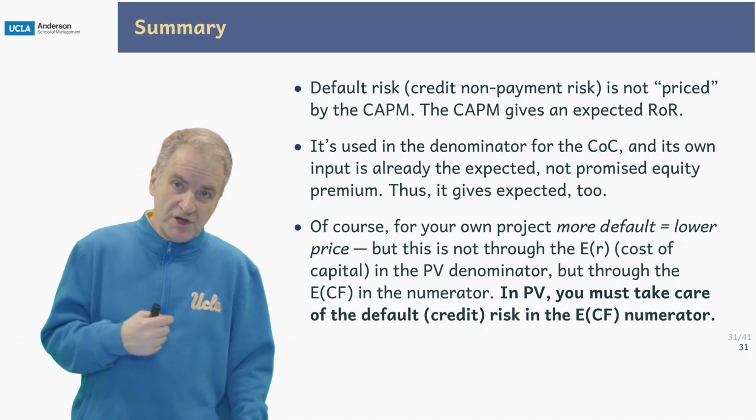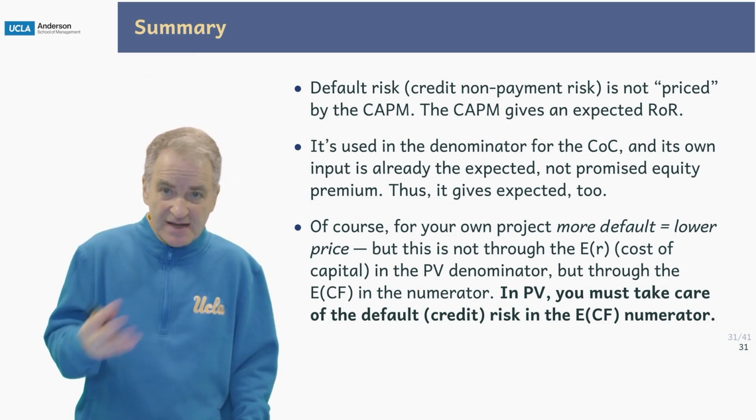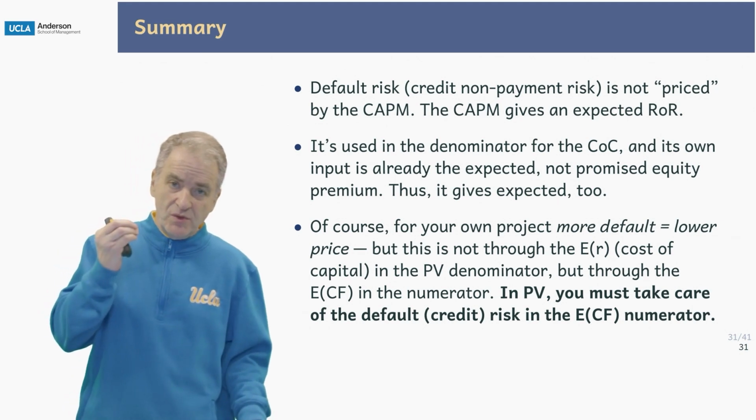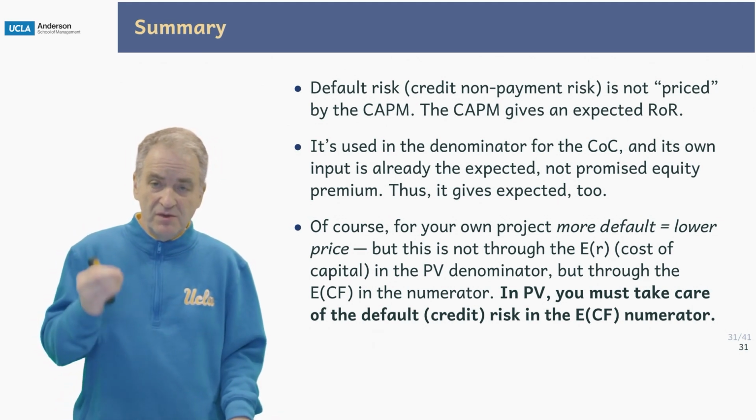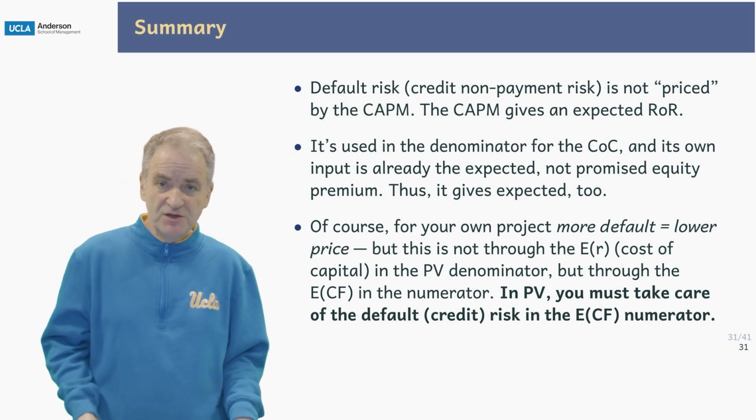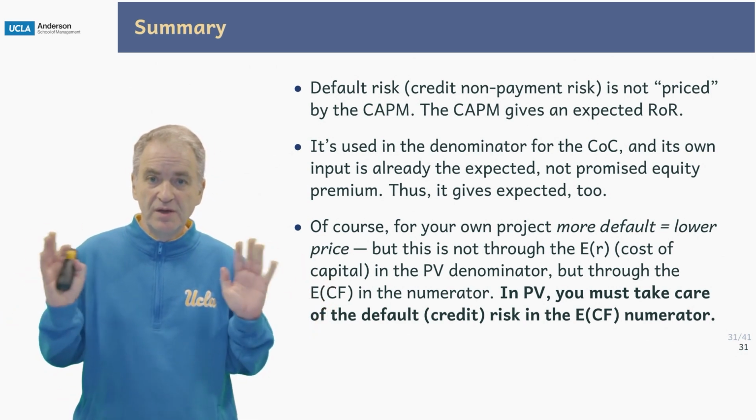For your own project, more default, lower price, yes, all true. But the way you take care of this is through the numerator, through the expected cash flows. So you've got to work with the expected cash flows in the numerator too. That has nothing to do with the CAPM.